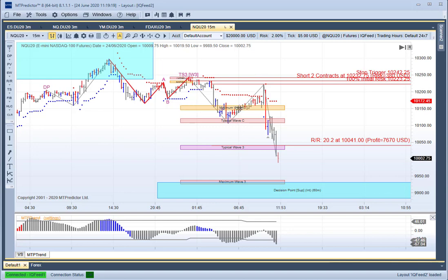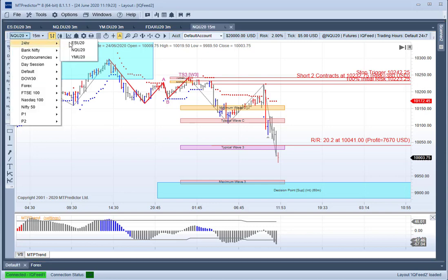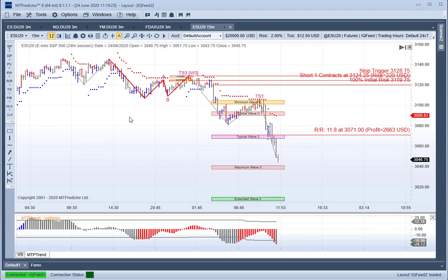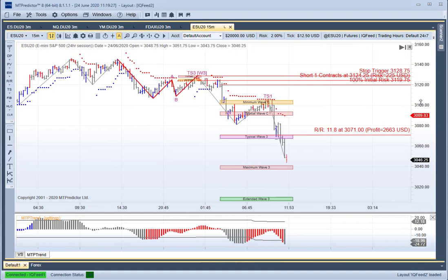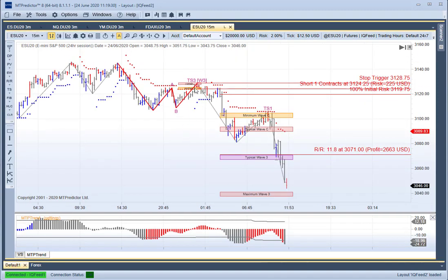If you were a bit worried by this correction here, let's have a look at the ES. The ES was slightly smoother, and you can see there's the same analysis on the ES, where there's our W3 trade setup. Our MTP trend was red. It went down into the typical Wave 3 WPT with only a smaller correction there for an 11.5 hour profit.